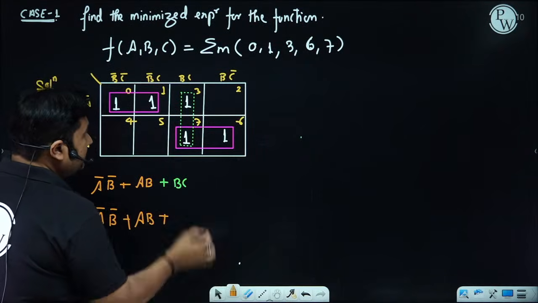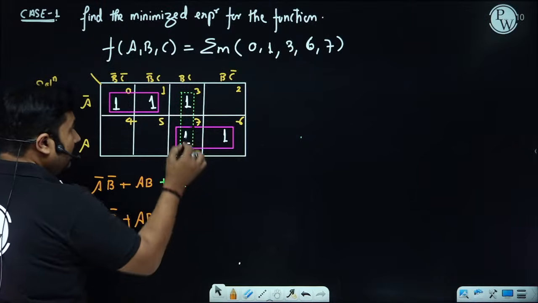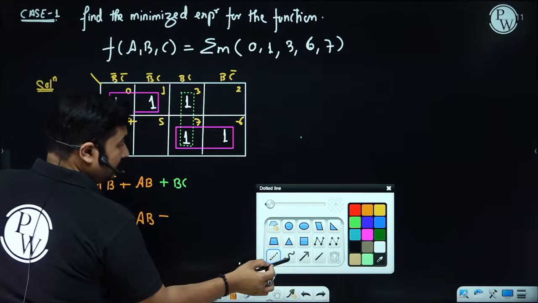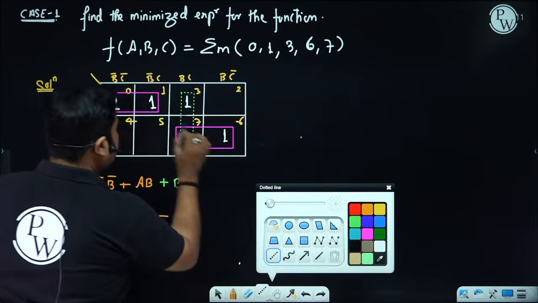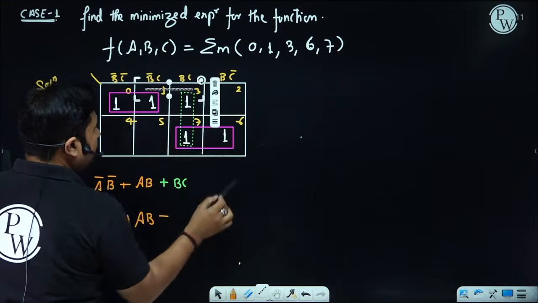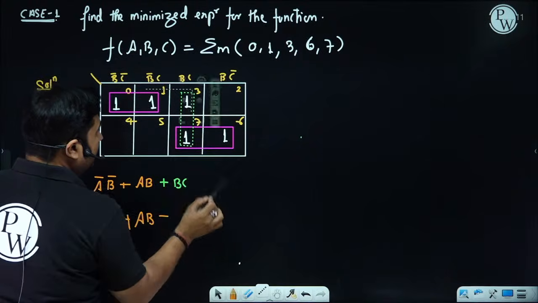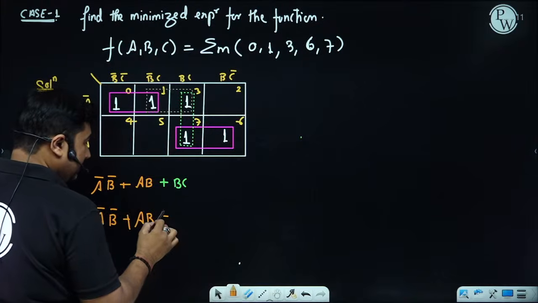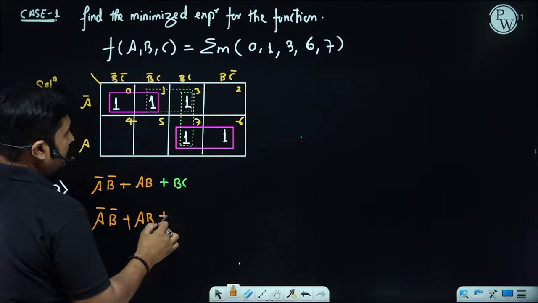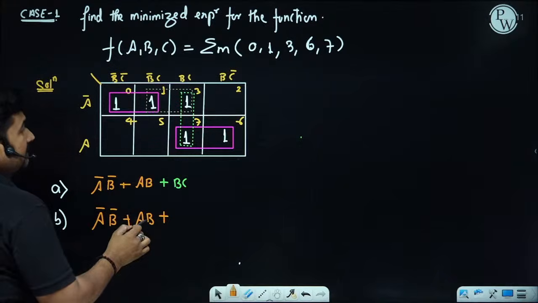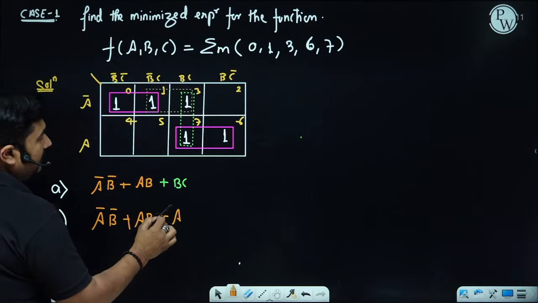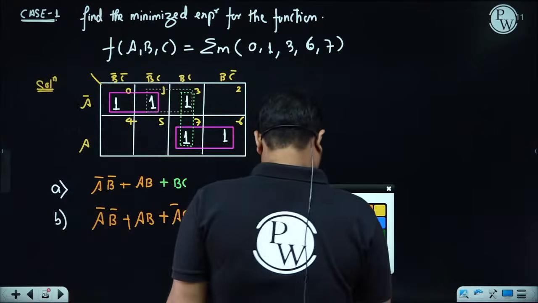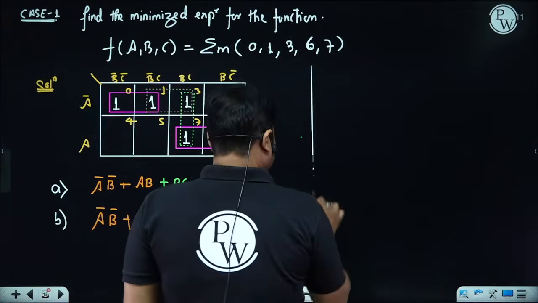Someone is saying, sir, instead of taking this green pair, why not take this 1 and 3 pair? Why haven't you taken 1 and 3 as a pair? If I take 1 and 3 as a pair, then your answer will be A bar B bar plus AB plus A bar C. Is it okay? Someone is saying, sir, forget about it.